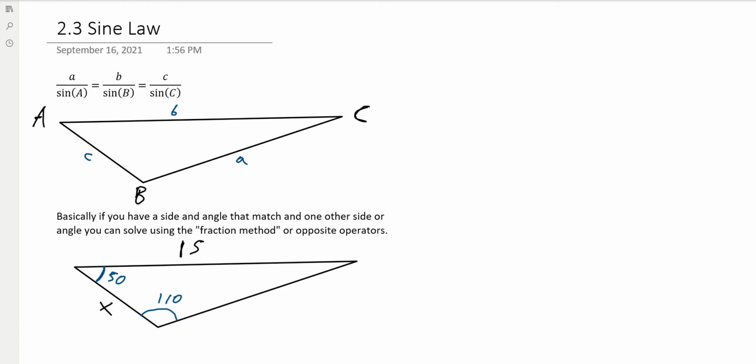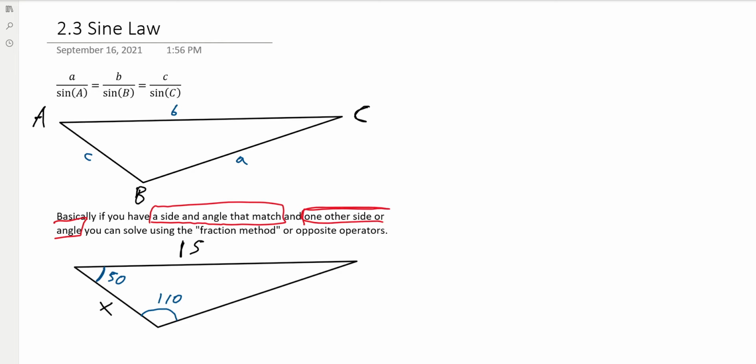So here you go. Sine law is that basically if you have the sides, which we call with a lowercase letter, like a, b, and c, and you have some of the angles, capital A, capital B, and capital C, then you can oftentimes solve for one of the missing sides. So what you need to have is a side and an angle that match, and then one other side or angle.